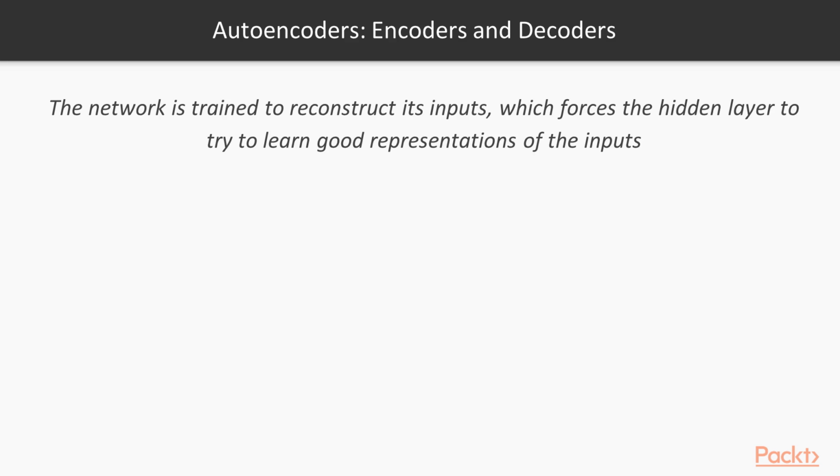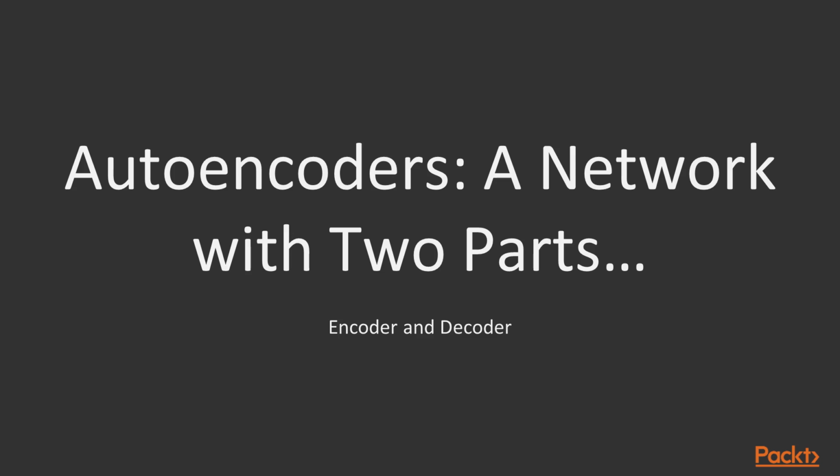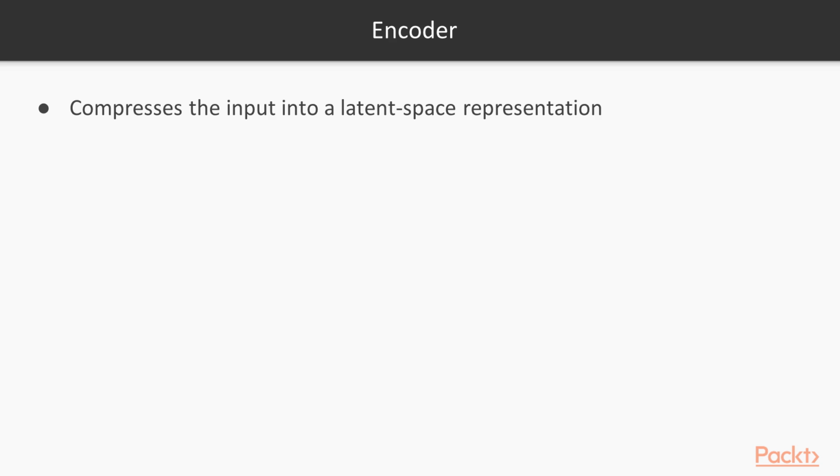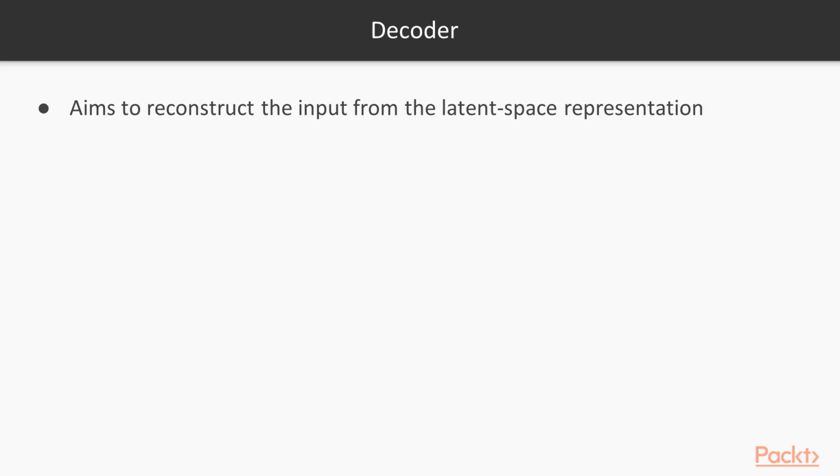The network is trained to reconstruct its input, which forces the hidden layer to try to learn a good representation of the inputs. So this type of network has two parts, encoder and decoder, as we already discussed. The encoder is the part of the network that compresses the input into a latent space representation or code. It can be represented by an encoding function z equal to f of x. The decoder is the part that aims to reconstruct the input from the latent space representation or code. It can be represented by a decoding function x dash equal to g of z.